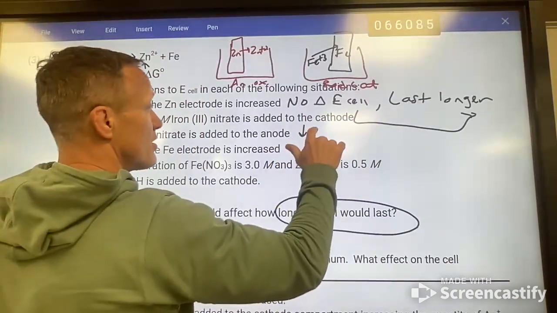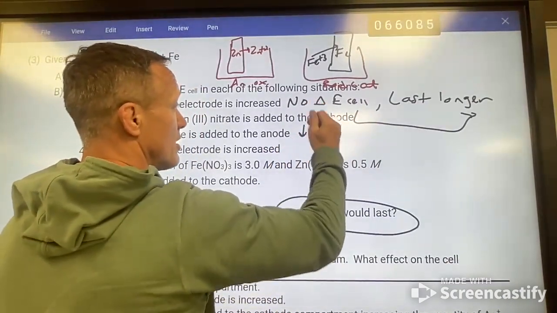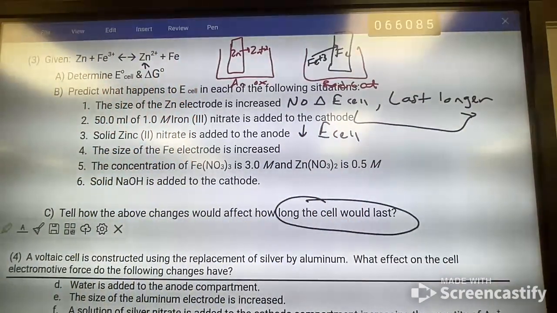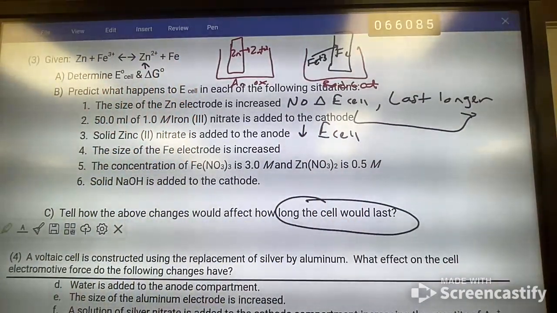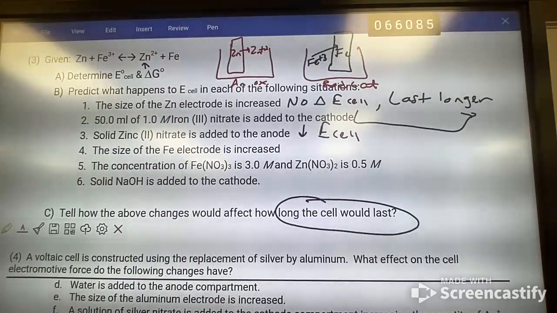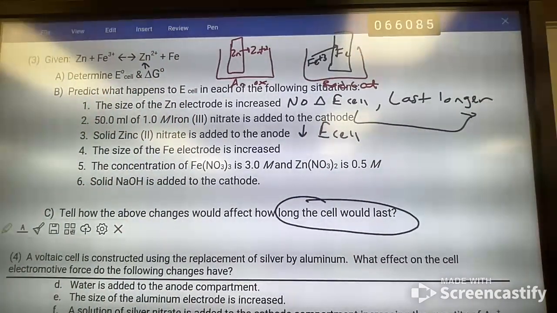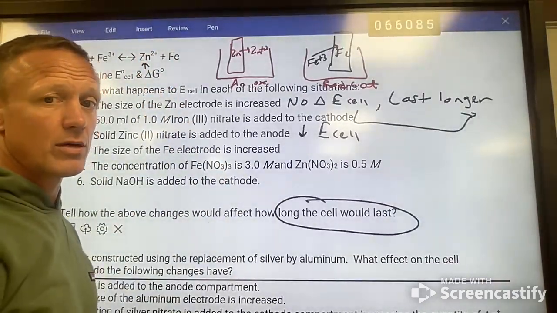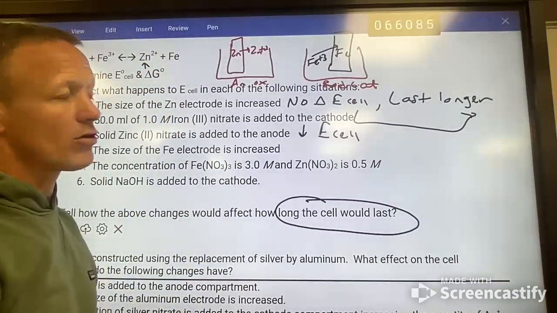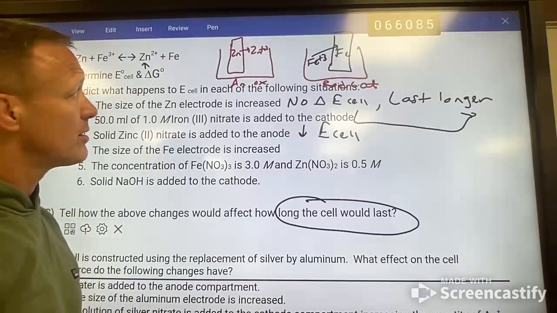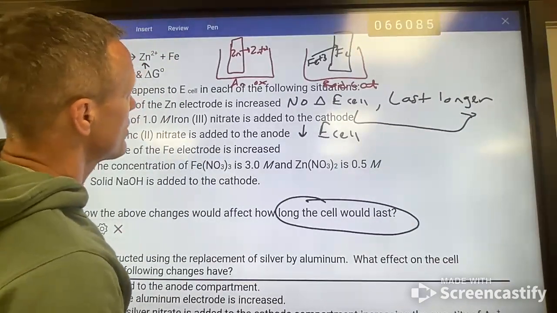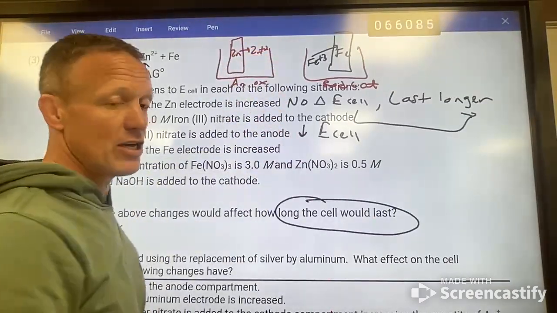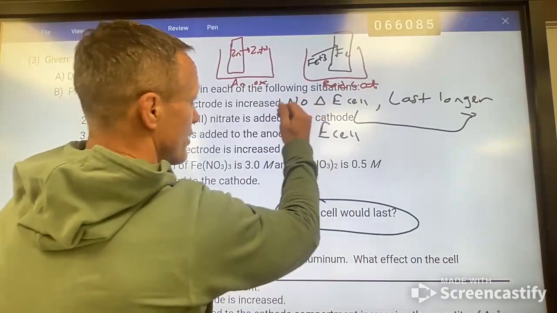So a decrease in the cell potential at that point in time. Since that is a product in the reaction of equilibrium, it would not change how long the battery lasts. So since zinc is being produced as this reaction goes, it would not change how long it lasts. You just have more of it at the end.